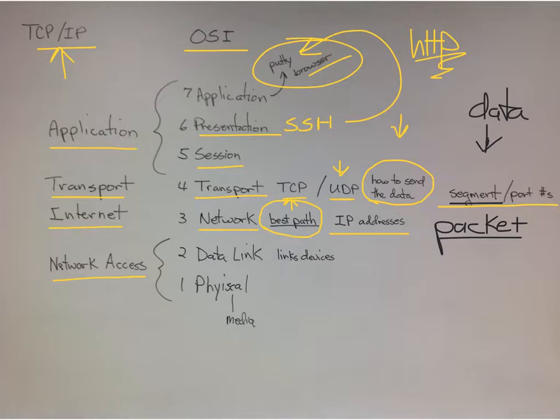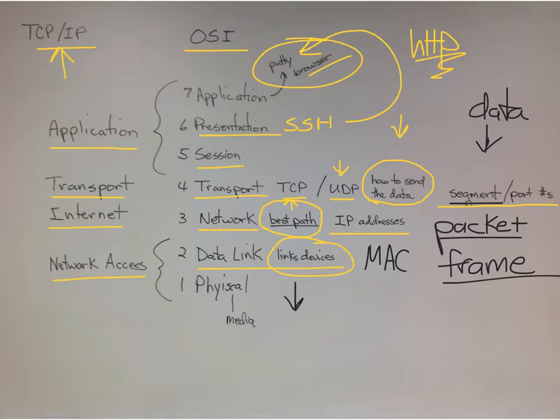And then we get to the data link layer, which links devices together and typically uses media access control addresses, and here it's referred to as a frame. Then we figured out a way to put it on the media, right? Waves in the air, put it on a wire, or light inside a tube. That's basically how that works. So I'm going to keep moving.